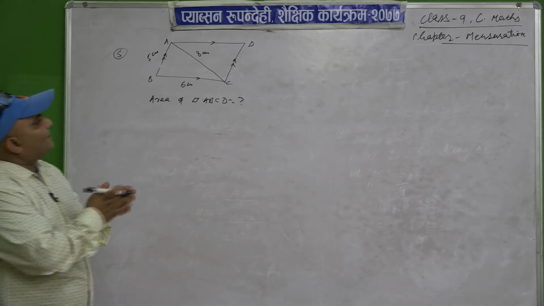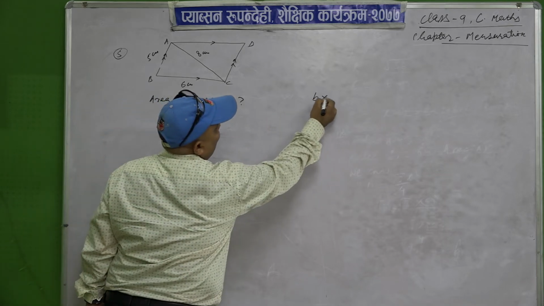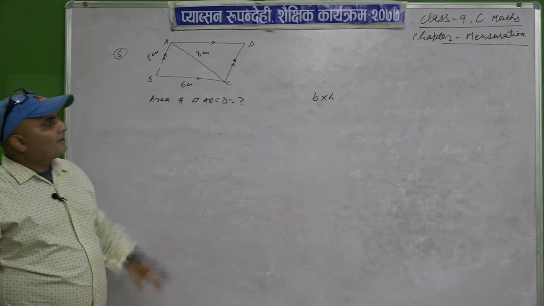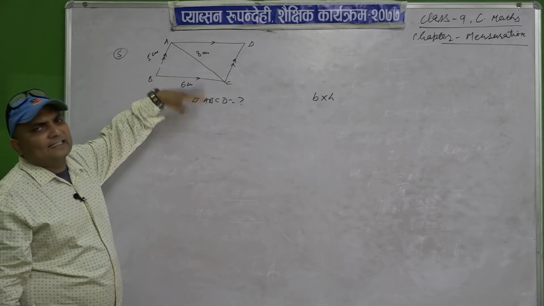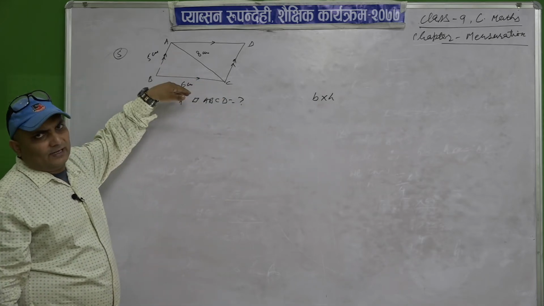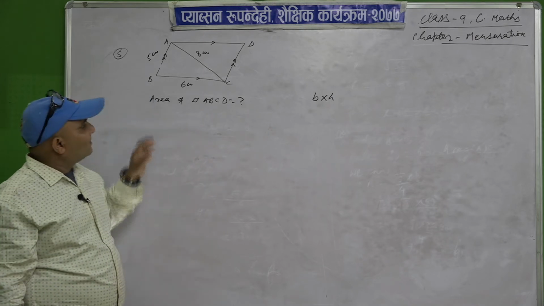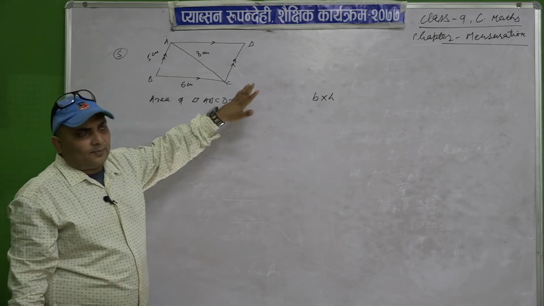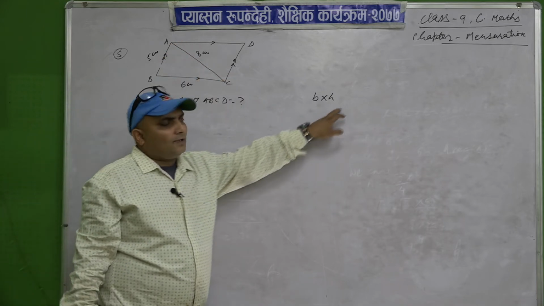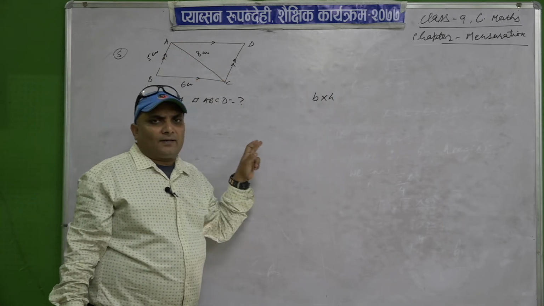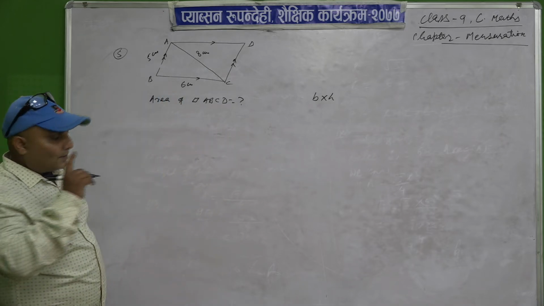To find the area of parallelogram ABCD, here we cannot use the formula base into height. The area of the parallelogram is base into height. Here the height is not given anywhere. To be a height, there must be an angle of 90 degrees inside or outside the parallelogram. Here height is not given, so we cannot use the formula base into height. Then how can we find the area of this parallelogram?